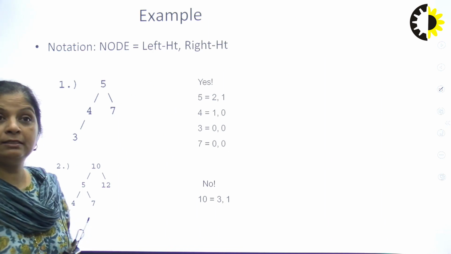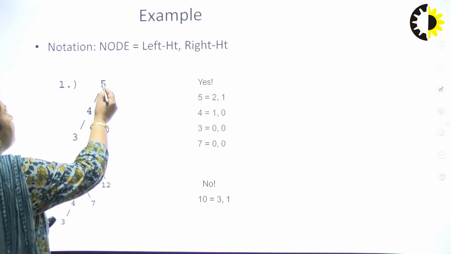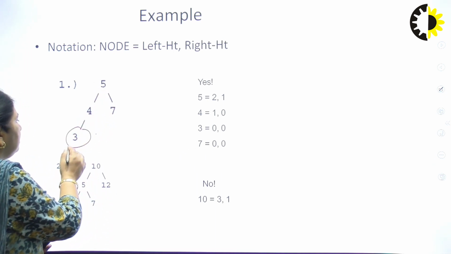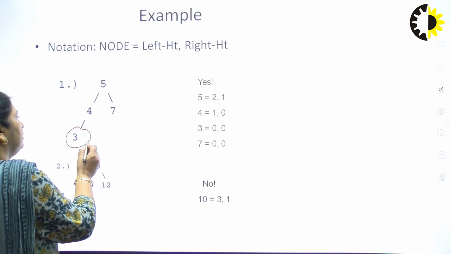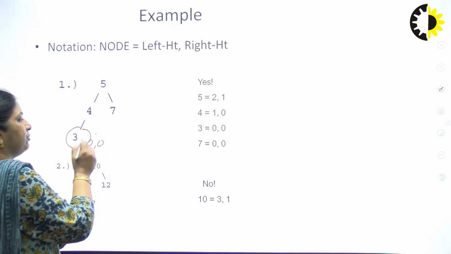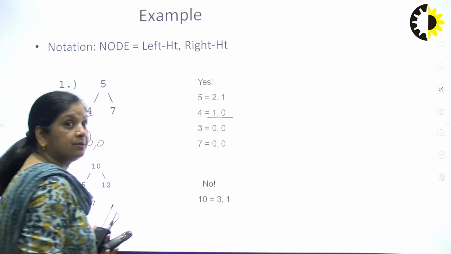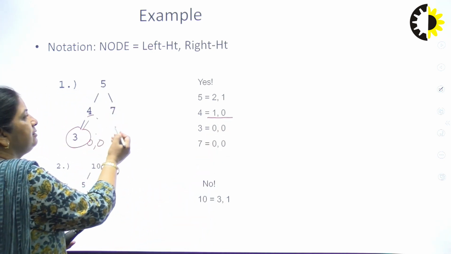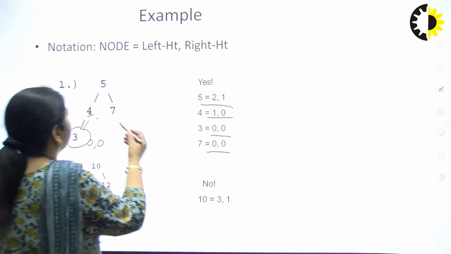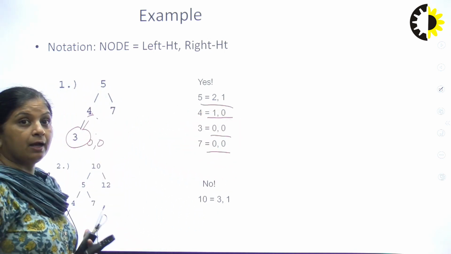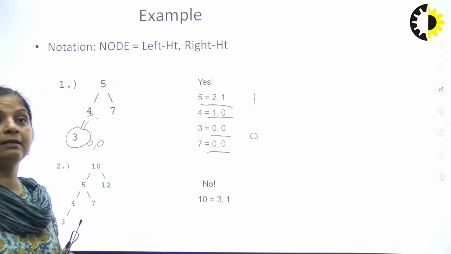Let us understand with an example. If I consider this, is it an AVL tree? At 3, the left subtree and right subtree heights are 0 and 0. At 4, the height is 1 and 0, left subtree 1, right 0. For 2, it is 2 and 1. When I check all the heights of 5, 4, 3, 7, I only get a difference of 1 or 0. So it is an AVL tree.